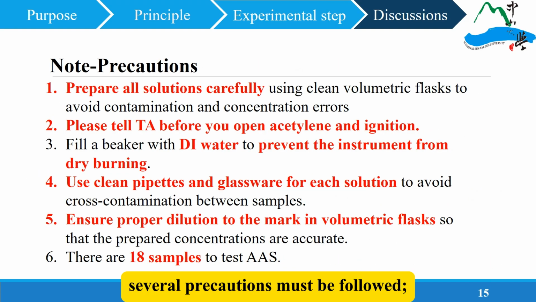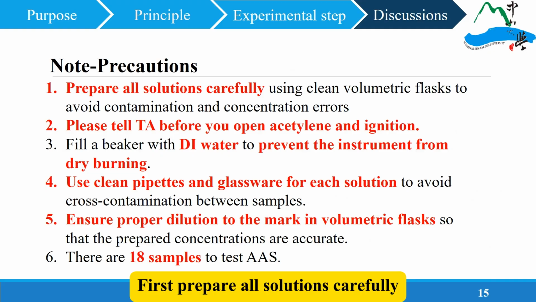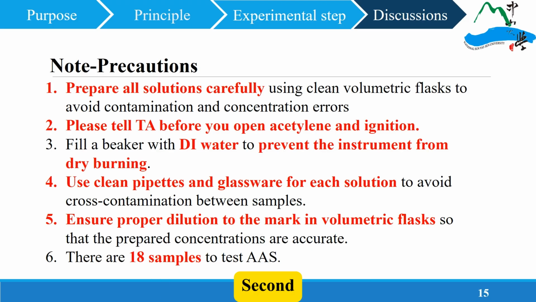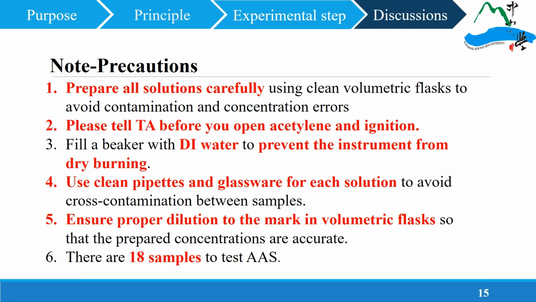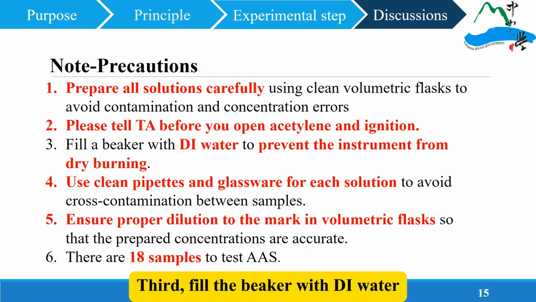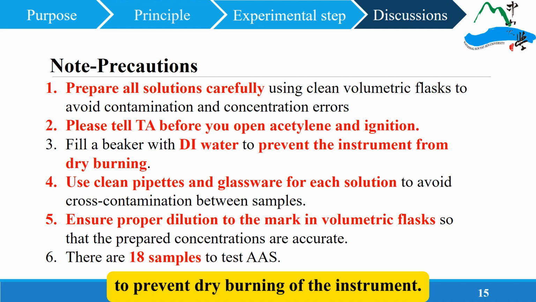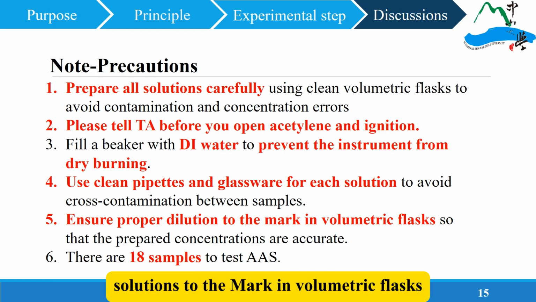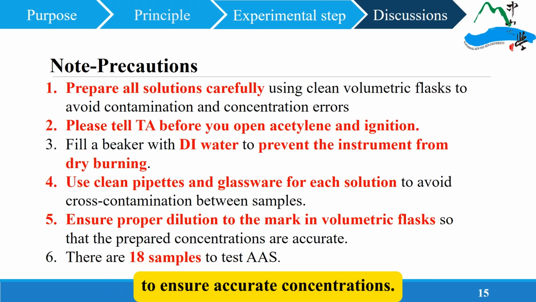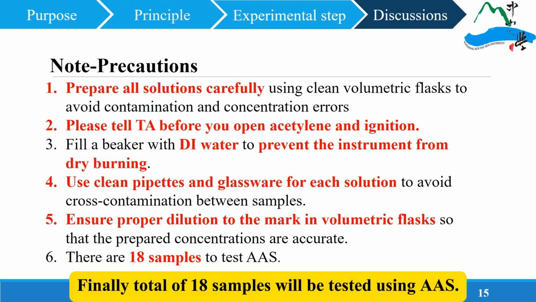During the experiment, several precautions must be followed. First, prepare all solutions carefully using clean volumetric flasks to avoid concentration errors. Second, you must inform the TA before opening the acetylene and ignition. Third, fill the beaker with deionized water to prevent dry burning of the instrument. Fourth, use clean pipettes and glassware for each solution to avoid contamination. Fifth, always dilute solutions to the mark in volumetric flasks to ensure accurate concentrations. Finally, a total of 18 samples will be tested.